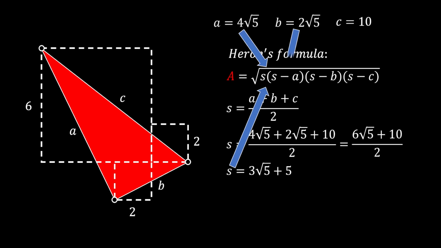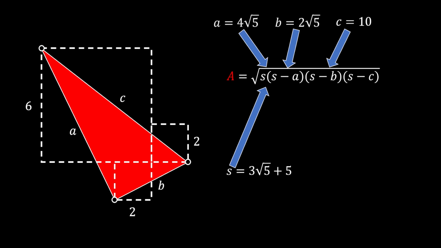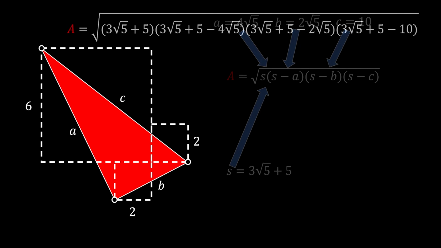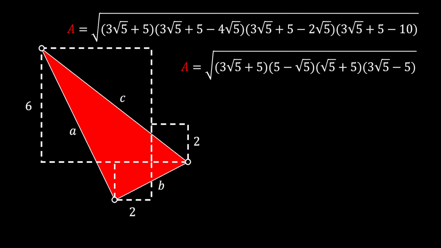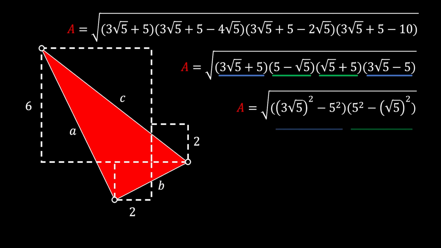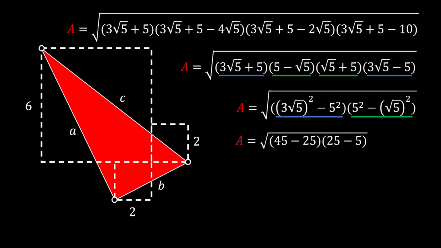Now we can plug all our values back into the original Heron's formula, and we will get this huge equation. If we simplify things underneath the brackets, we will get the following equation. Now we can notice that the combination between the first and the fourth factor will lead us to the formula for the difference of squares. The same thing applies for the second and the third factor, so we can combine them to get the following formula. So now we can get everything squared and we will get the following.